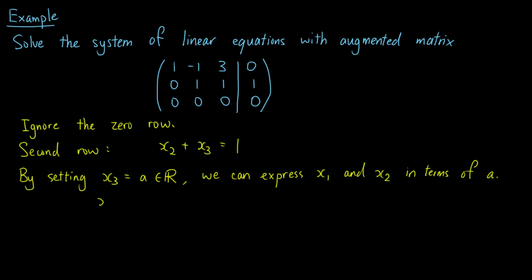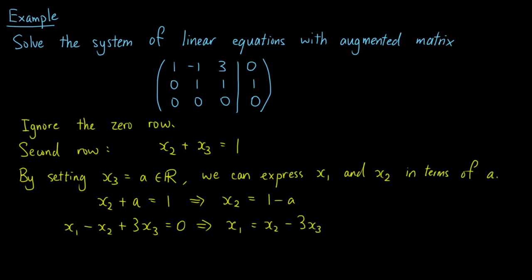Now the second row is x2 plus a equals 1, so x2 equals 1 minus a. From the first row, we have that x1 minus x2 plus 3x3 equals 0, which means that x1 equals x2 minus 3x3, so it equals 1 minus a minus 3a, which is equal to 1 minus 4a.